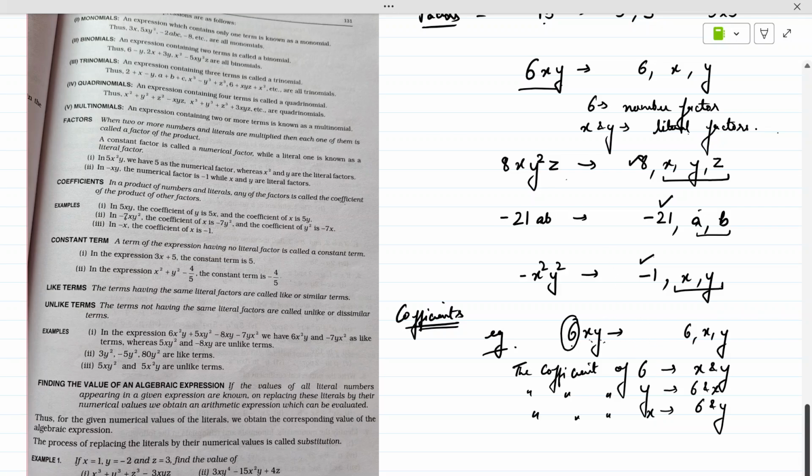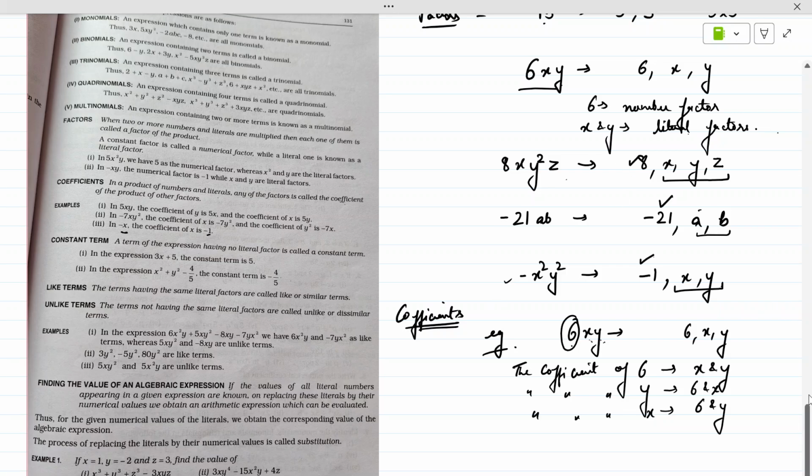Example, they are saying in 5xy, the coefficient of y is 5x and the coefficient of x is 5y, which we just saw. In minus 7xy square, the coefficient of x will be minus 7y square, that is the remaining part, and the coefficient of y square will be minus 7x. And if we have only minus 6, then the coefficient will be minus 1, like we have seen here. Okay, so this is the concept of coefficients.